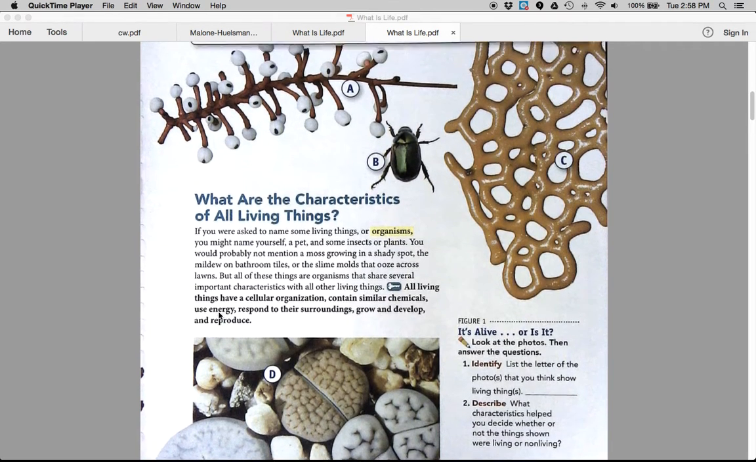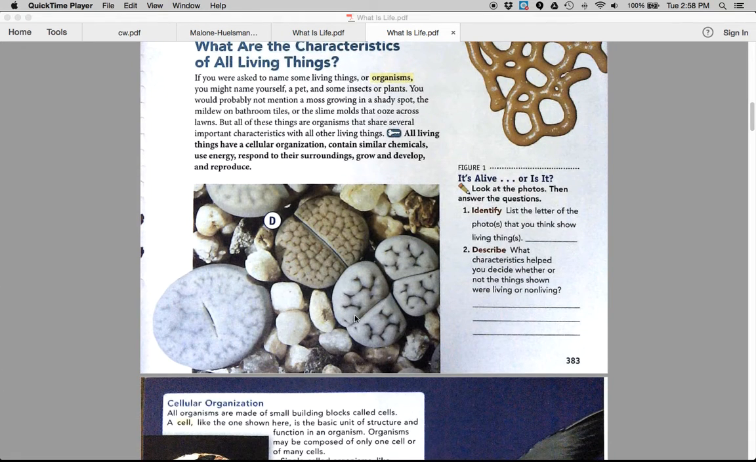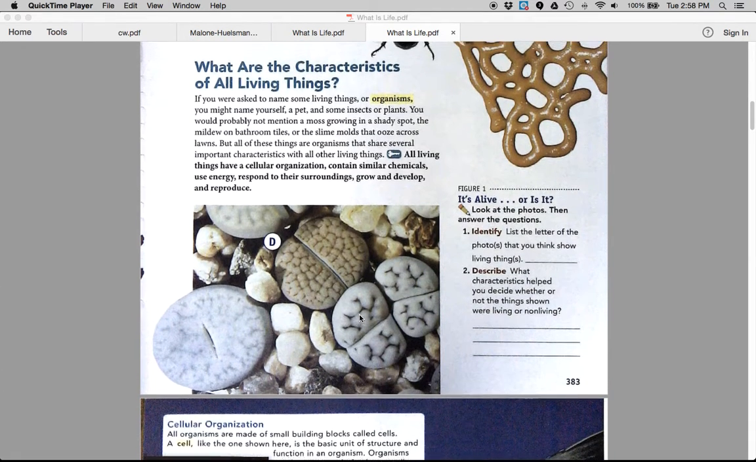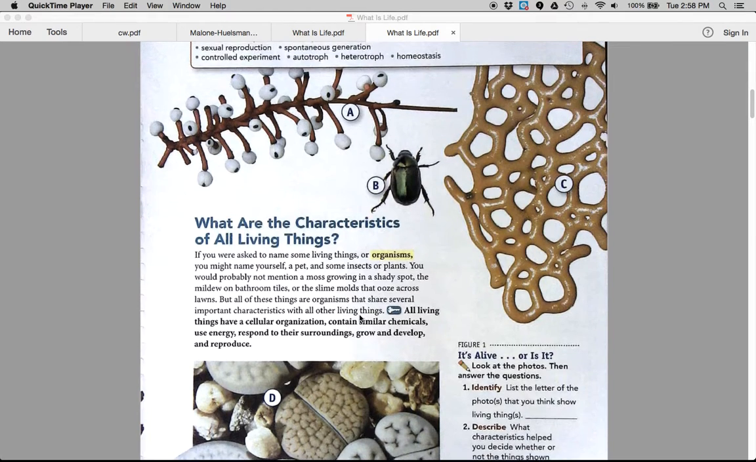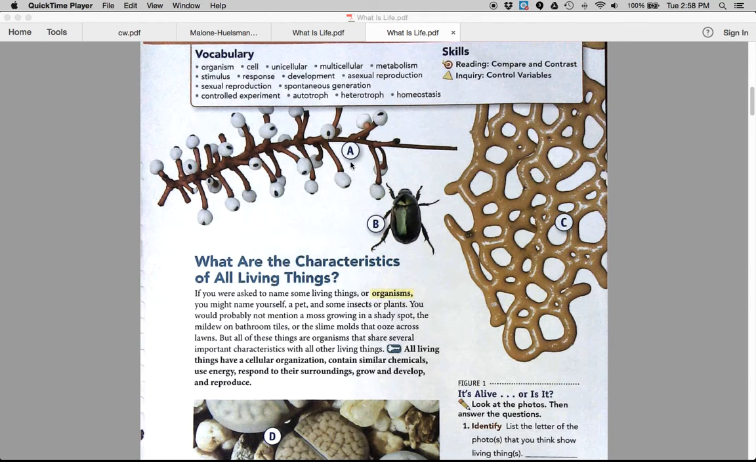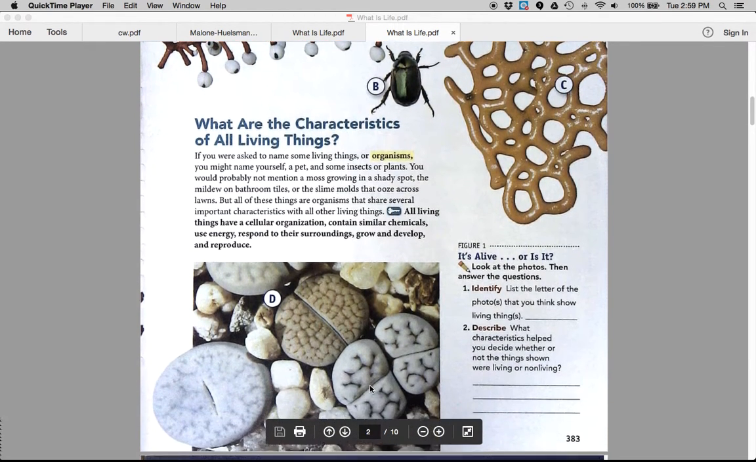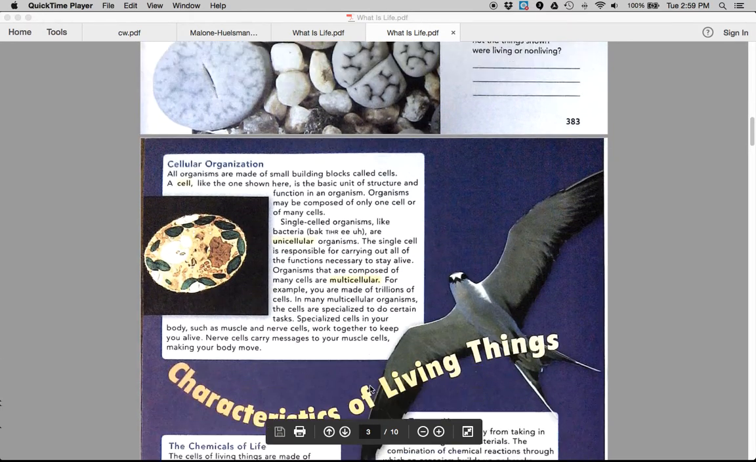All right, so look at A, B, and C here, and D. What do you think? Are these things living or not living? And I'll give you a quick answer here. A is actually alive. B is alive. C is alive. It's a pretzel mold. D is not alive. Okay, moving on here.